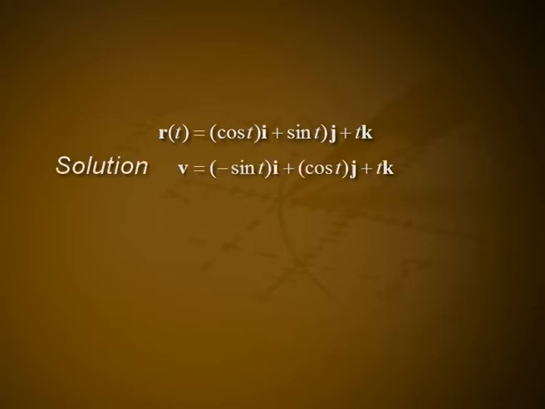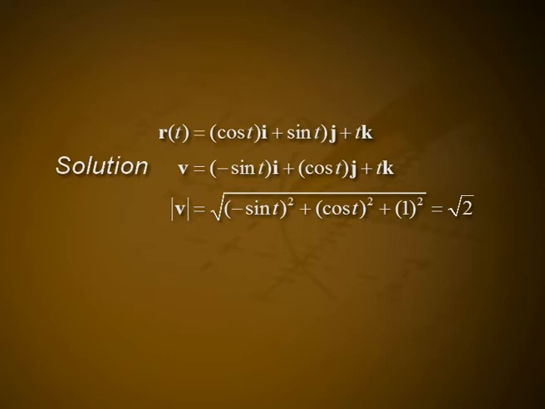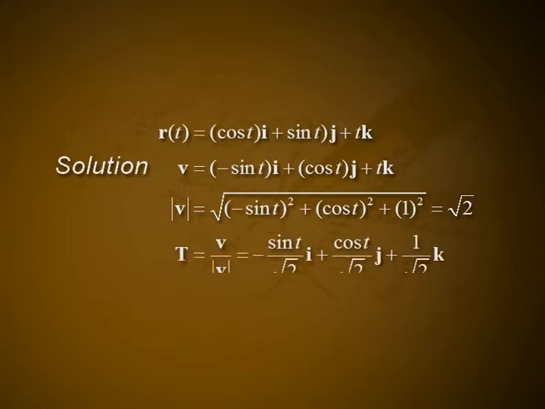Example 4. Find the unit tangent vector of the helix r(t) equal to cos t i plus sin t j plus t k. Solution. v is equal to minus sin t i plus cos t j plus k. |v| is equal to the square root of (minus sin t) squared plus (cos t) squared plus 1 squared, which is equal to root 2. T is equal to v by |v|, which is equal to minus sin t by root 2 i plus cos t by root 2 j plus 1 by root 2 k.